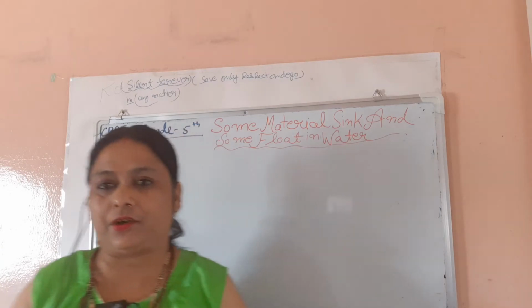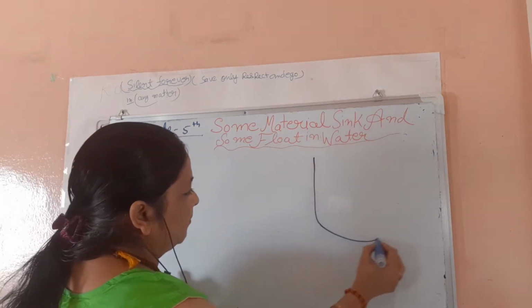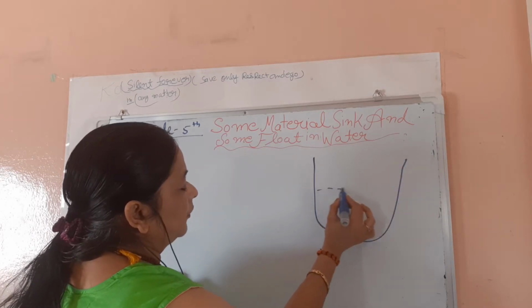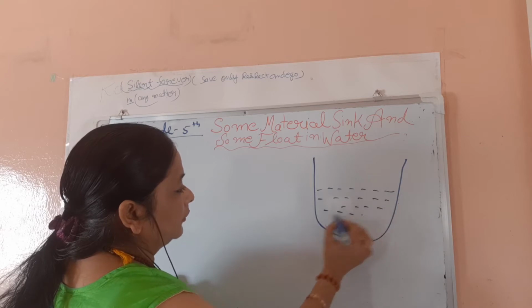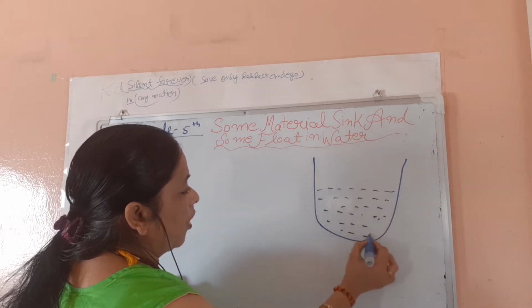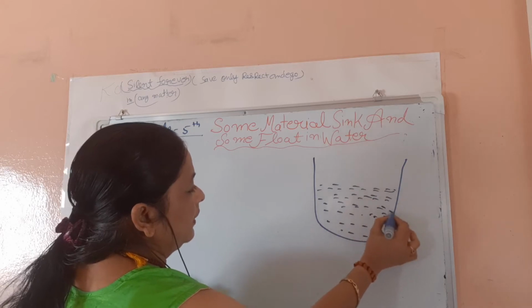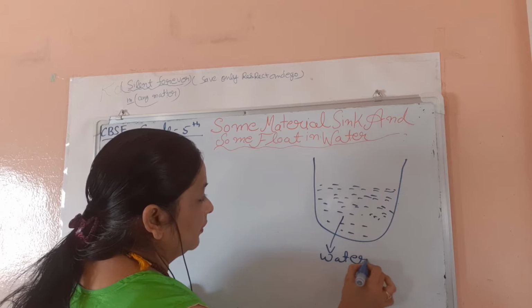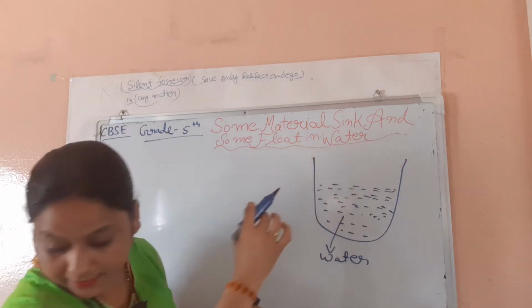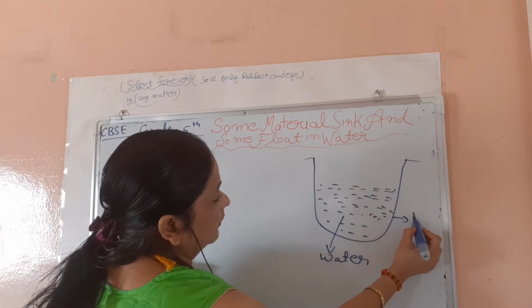Some materials sink and some float in water. Firstly, draw a beaker and fill it with water, two-thirds of the beaker with water. This is the water, and this is the beaker.